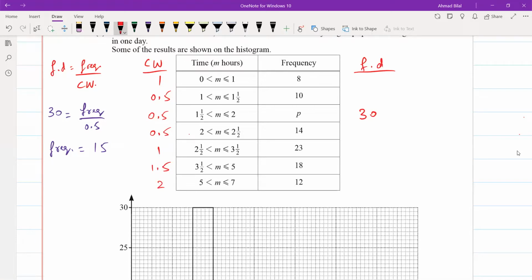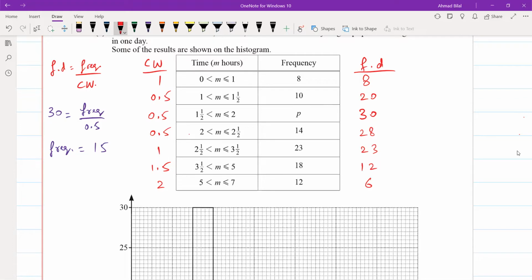Now we find frequency densities for all of them using this formula. Frequency को divide कर देना है class width के साथ, ठीक है? 10 over 0.5, that is 20. अच्छा sorry, पहले भी था 8 over 1, that's 8. 14 over 0.5, that will be 28. 23 over 1, that's just 23. 18 over 1.5, what's that? That is 12. 12 over 2, that will be 6. ये हमारे पास सारी frequency densities आ गई.